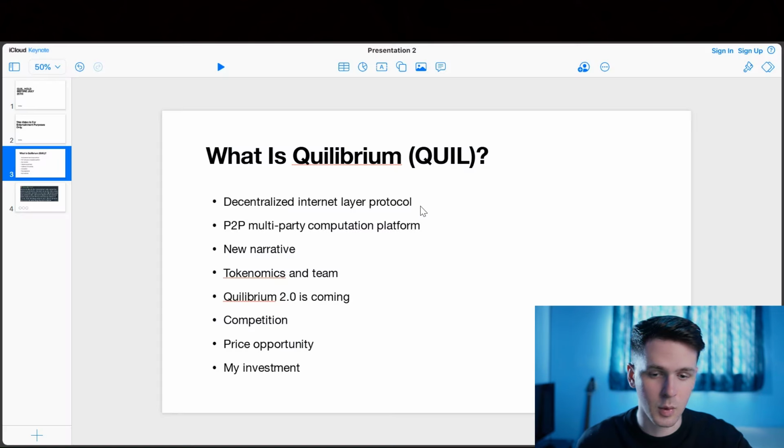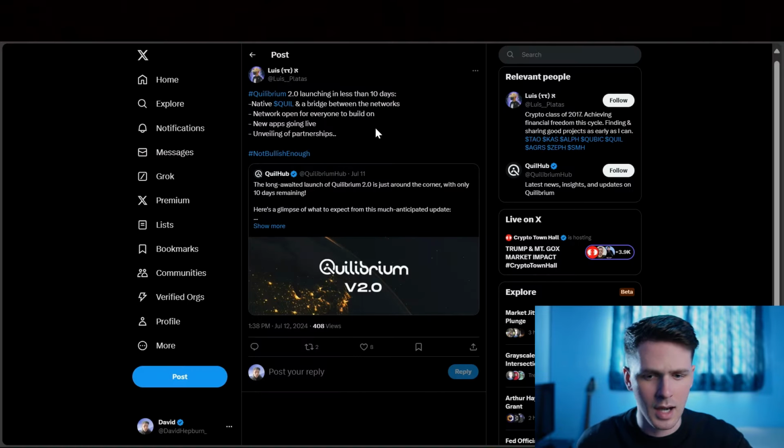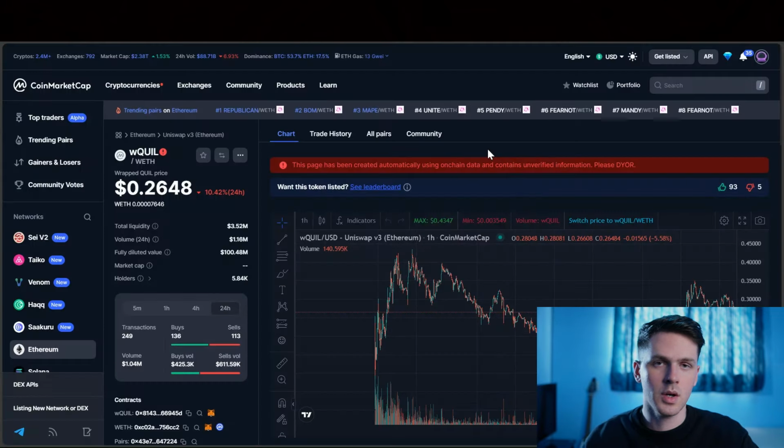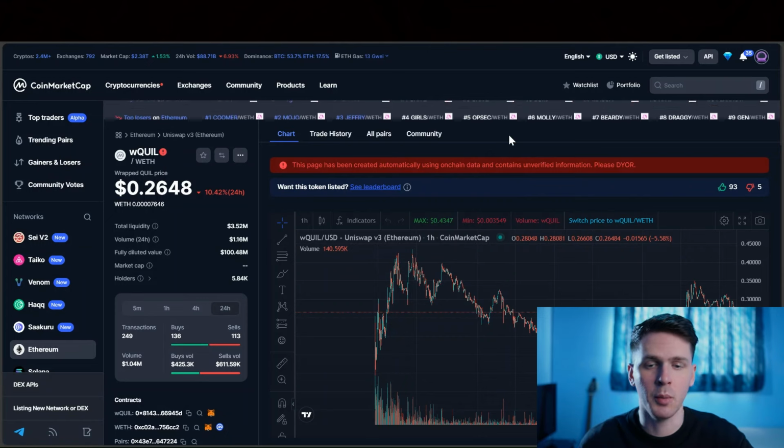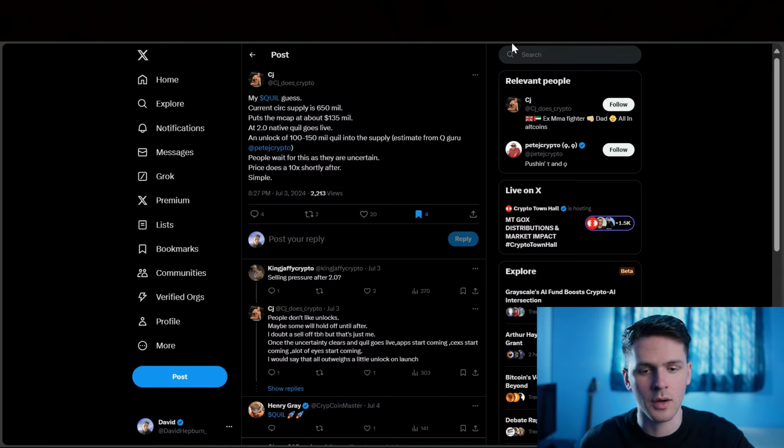Then on to actually Quilibrium 2.0, which is July 20th. So we have new apps, new partnerships, native token, and much more. And it's also important to note that on July 20th, it could be the perfect time to scale in the next couple of weeks, maybe the next couple of months after 2.0 is here, because an unlock is taking place of around 100 to 150 million Quill. So it might be advantageous to wait 3 days until the 20th, until this unlock takes place.